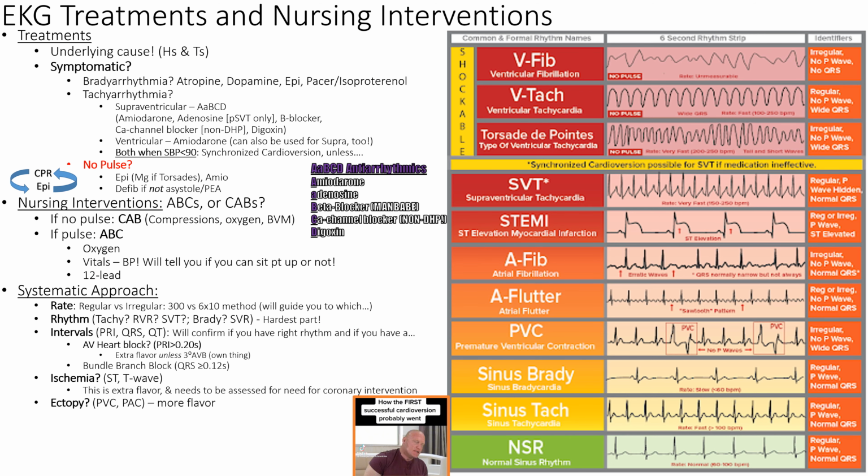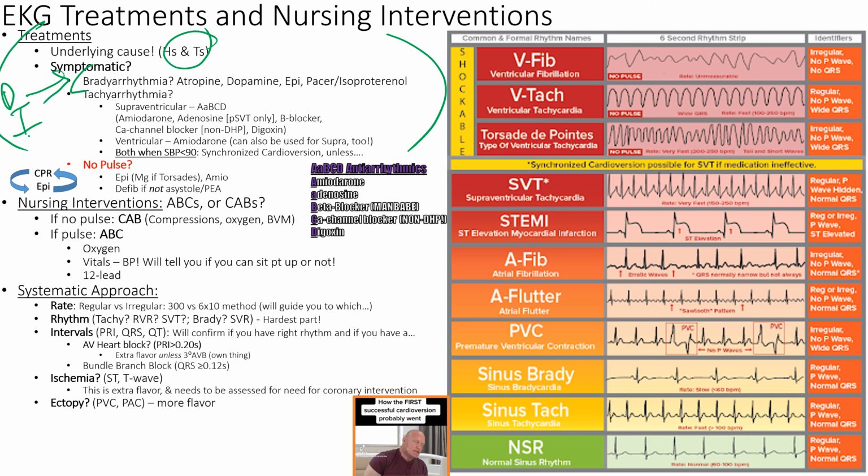All right, so treatments. It's the underlying cause. That's always the right answer. H's and T's are important for our lethal rhythms, and for sinus tachycardias, you're treating the hypoxia, treating the fever, treating the low blood pressure, treating the low blood sugar, right? Treating the dehydration and low blood pressure, right? That's for all tachyarrhythmias.